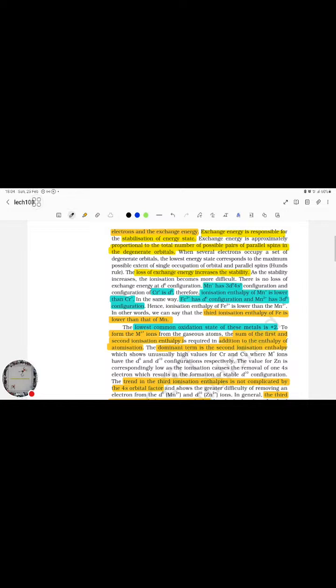The lowest energy state corresponds to the maximum possible extent of single occupation of orbitals and parallel spins, Hund's rule. The loss of exchange energy increases the stability. Okay, when several electrons occupy a set of degenerate orbitals, the lowest energy state corresponds to the maximum possible extent of single occupation of orbitals with parallel spins.